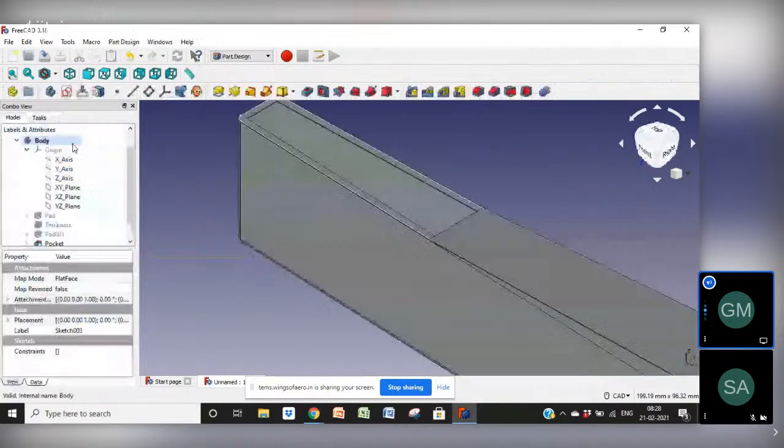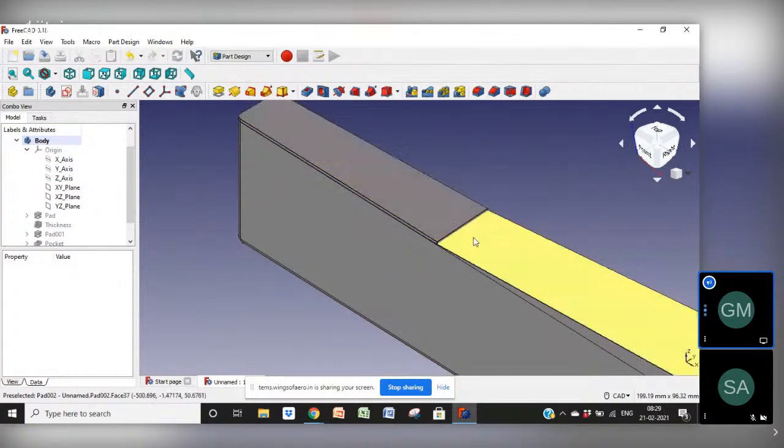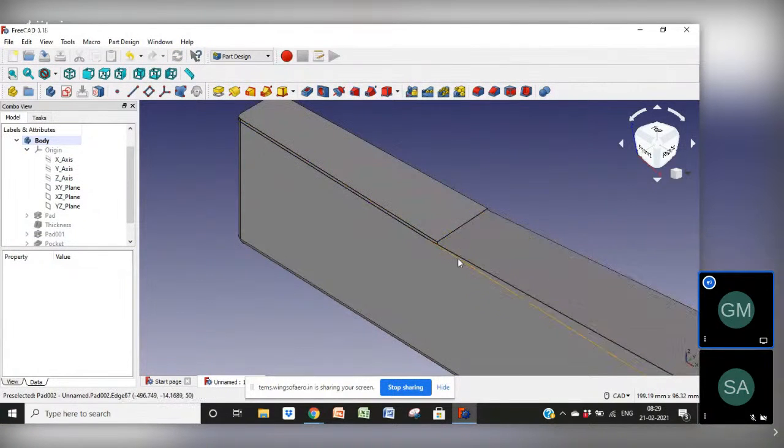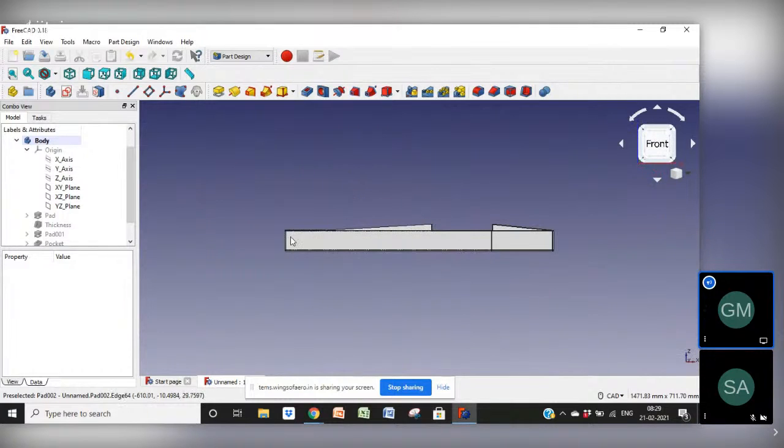What we'll do, close it and pad it. Not that much. We need only one, or you can say 2 mm. 2 mm will be enough. 1 mm is enough. Okay, it is done now. Now you can see it from isometric view like this. Okay, and here the front view. It is fine.